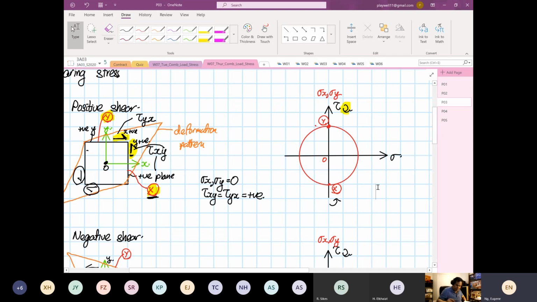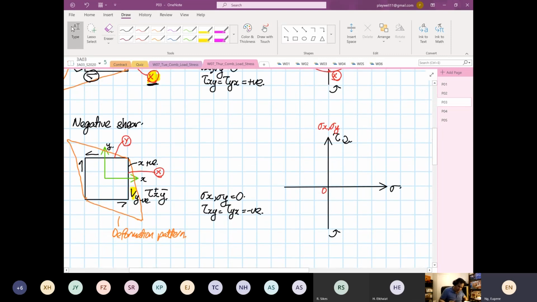And likewise, over here, let's look at negative shear now. So negative shear, if we look at point X, based on this arrow that I'm highlighting now, can you see the arrow? It's going to generate a clockwise or anti-clockwise rotation. Anyone? Clockwise, right? Okay, so this is your point X.